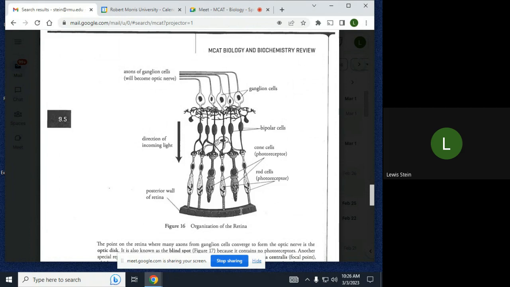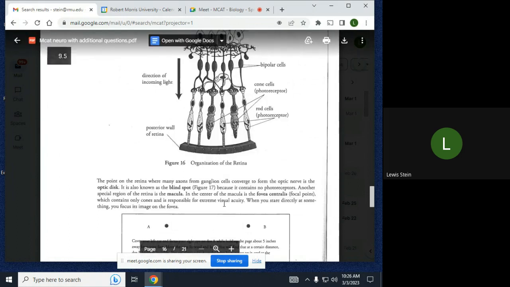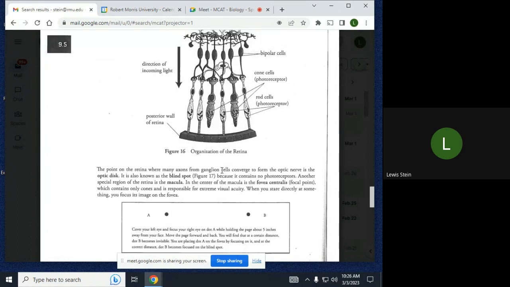And so that's really where we begin to see the structural changes that are associated with it. And really, it's all about taking this combination of photopigments and altering their shape. That's really all it does.